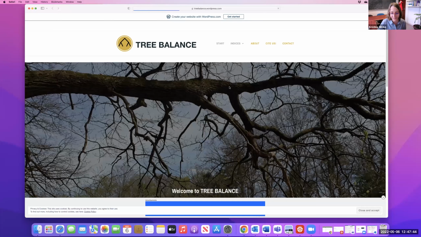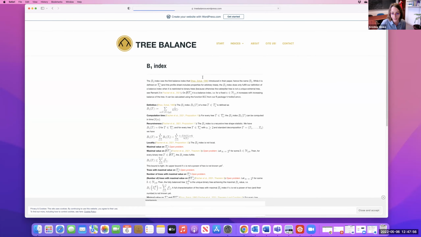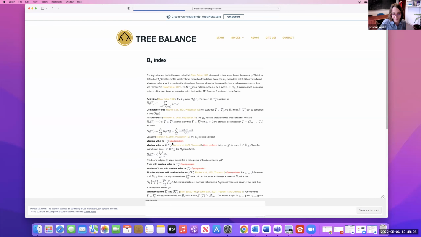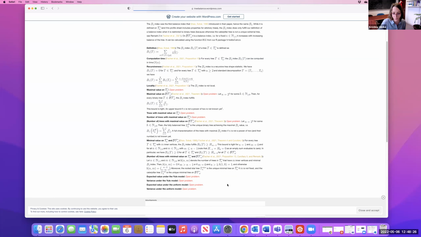Okay, so this is maybe not the nicest web design, but what we do here is we have this website where you can find information about all the indices, and we indicate open questions. Just to give you an example, this B1 index, which is an old index introduced in 1992, but similar to the Colless index, it's not very well understood. For instance, their maximal value is currently only known when n is a power of 2, similar to the case of the Colless index, but we don't know the maximum value for arbitrary n. We don't know the trees that have a maximal value, and so forth. So there's a whole bunch of open questions here.